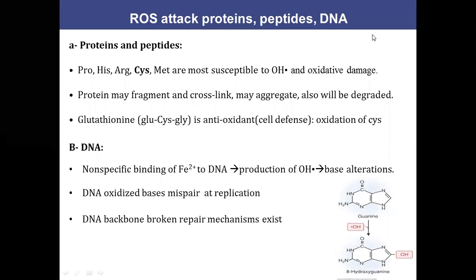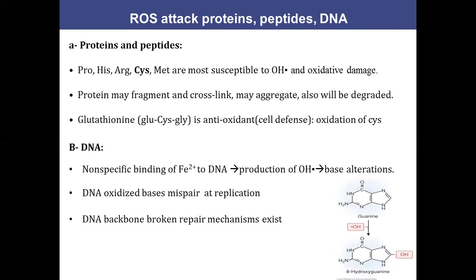The reactive oxygen species can also attack proteins, as I said before. Histidine, arginine, cysteine, and methionine are the most susceptible amino acids in proteins to hydroxyl attacks and oxidative damage. As a result of the attack of reactive oxygen species, because they extract an electron from these proteins, the proteins get fragmented, or they can cross-link and will eventually be degraded.